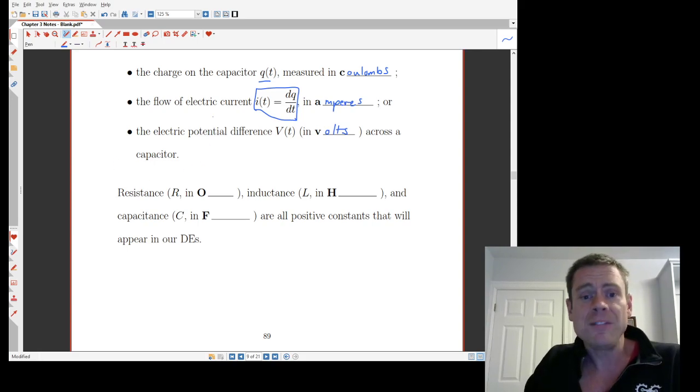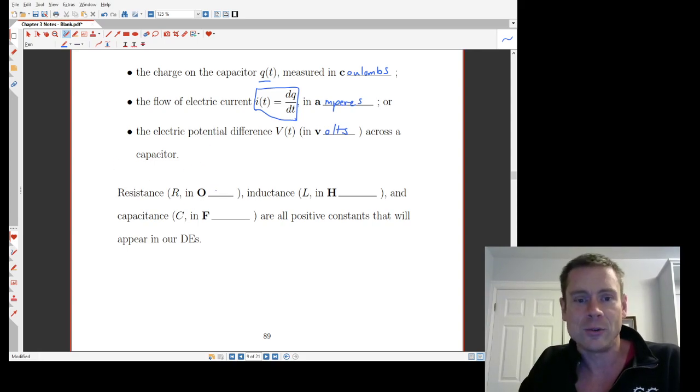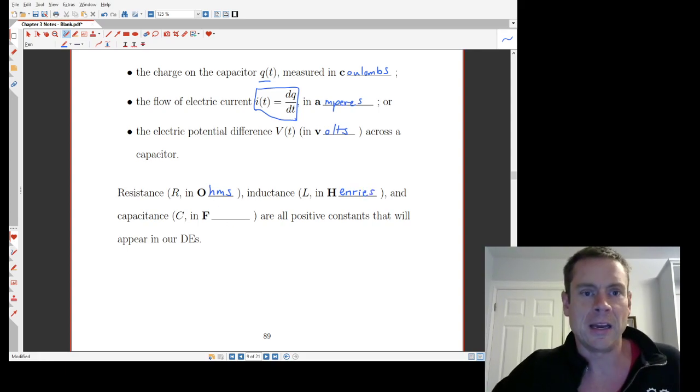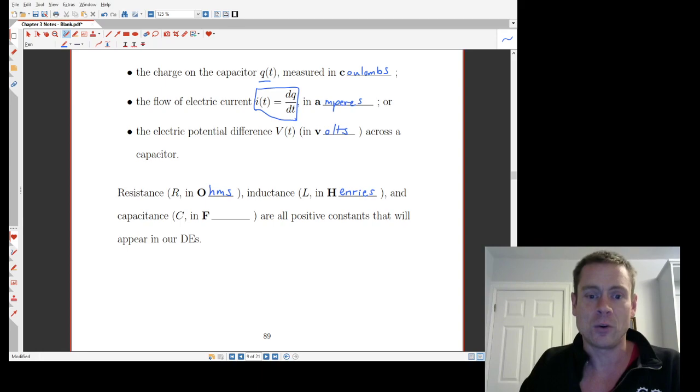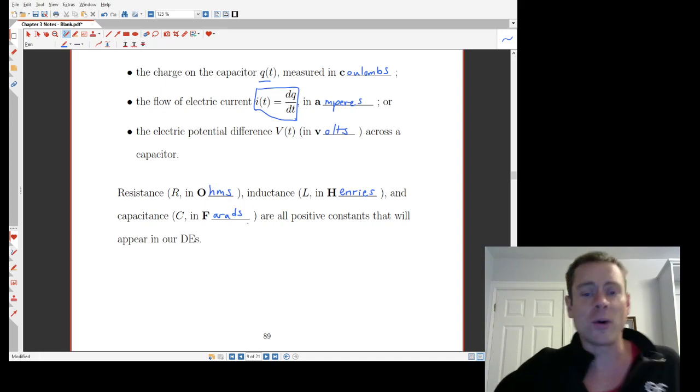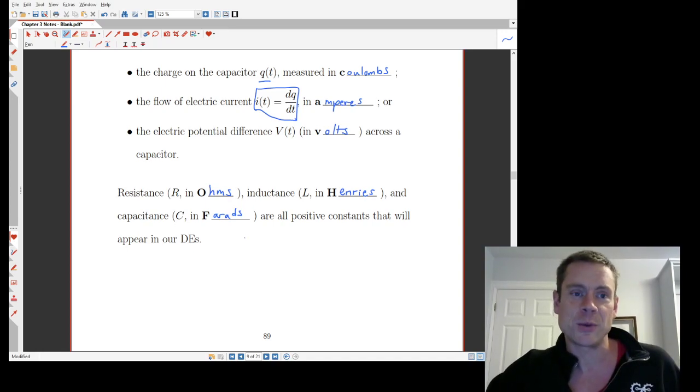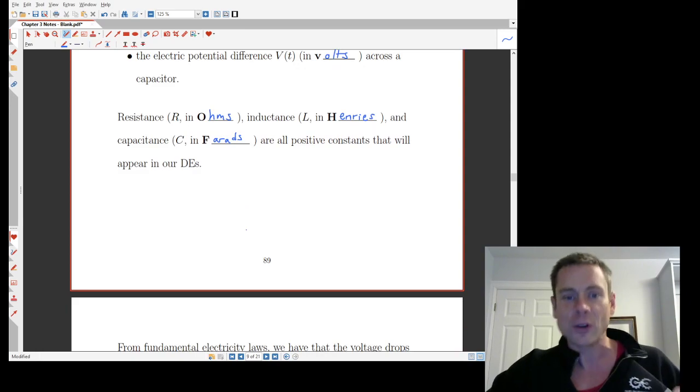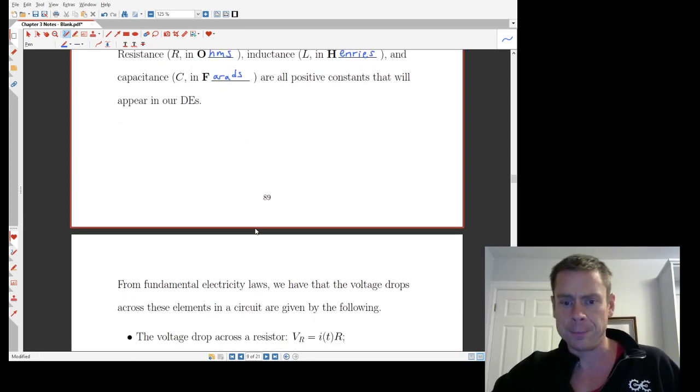Okay, all of these different things have units of their own. Again, don't get too excited, but in case you want to flex your physics muscle, resistance is in ohms, inductance is in henries, and I forget exactly how the plural is spelled, I'm not really sure. And finally, we have the capacitance, which is in farads. And these are all going to be positive constants that appear in the differential equations, nothing but that. So there are some restrictions in play here that come automatically.